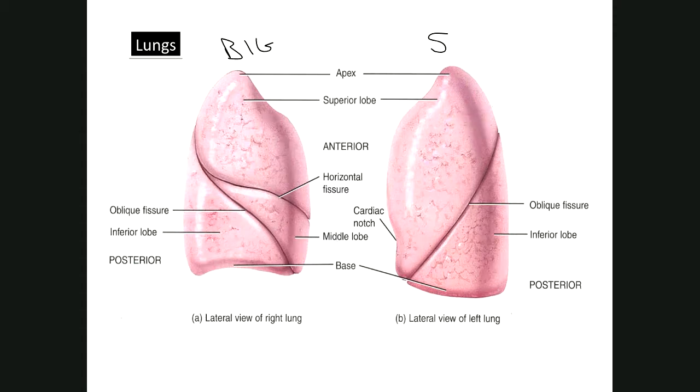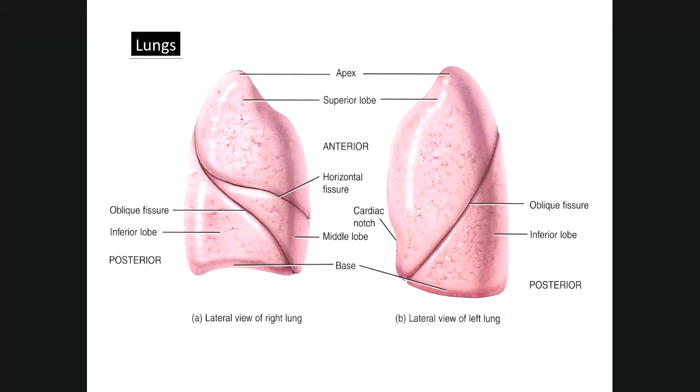And the reason for that is because of the position of the heart. So remember, the heart is not in the center of the chest. It's 2/3 to the left of center. And so that means that there's less space on the left side. And so we wind up with a smaller lung.